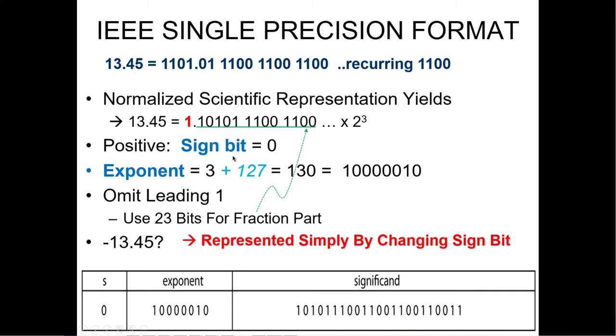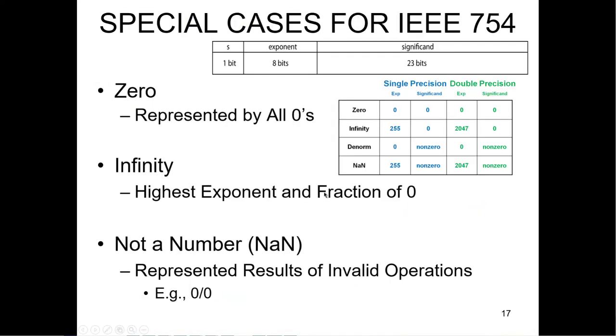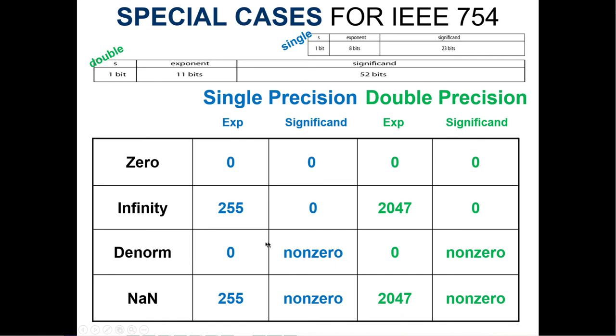So the whole point of denormalized numbers is it lets you represent smaller numbers than you could, but you don't have 23 bits of precision of the significand anymore. You have less than that because it's not a normalized form. But it does allow us to represent smaller numbers. So that's the point of it. And we'll look at that in just a second. That's also true for both single and double precision. So those are the special cases: 0, plus and minus infinity, plus and minus denormalized numbers, and then numbers that are considered not numbers, like illegal operations.